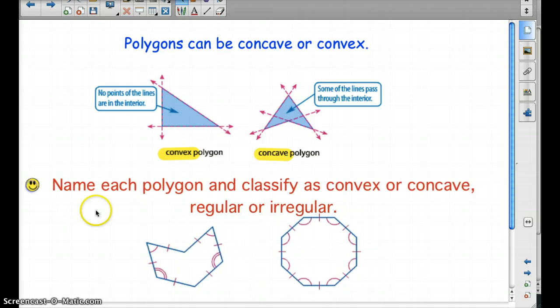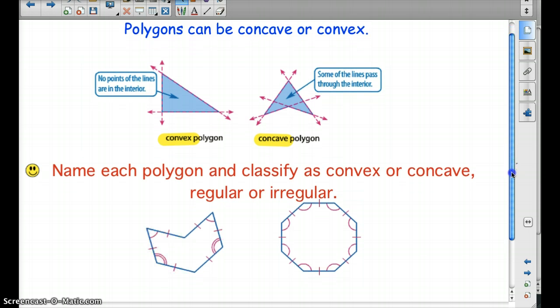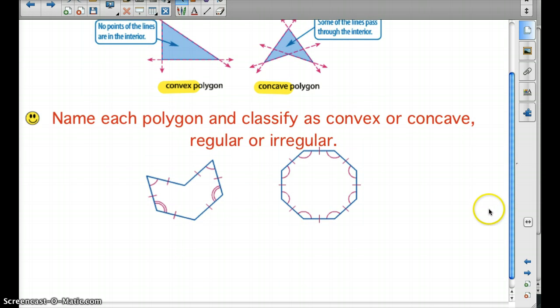So this next exercise, we are going to name each polygon and classify as convex or concave and regular or irregular. So I want you to take a moment to pause the video and at least name the polygons right now. And convex or concave, I'm going to explain what regular or irregular means. So go ahead and pause the video and do those first two.